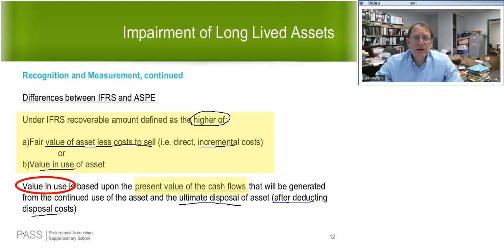That's recoverability. But it's got the cost to sell. It's got the present value of cash flows. You even have disposal costs. We didn't even have that in the last one, disposal costs. So this one is very different. And this is the IFRS formula. So it obviously makes a very big difference if you're in IFRS or ASPE.